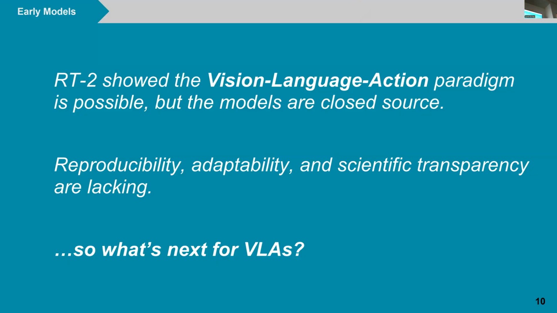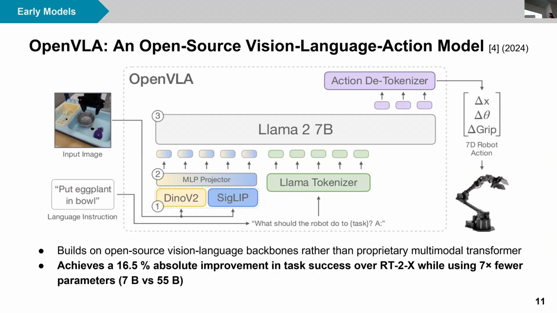But this was all closed source from DeepMind. So there's reproducibility and adaptability and scientific transparency that's lacking here. So what's an academic researcher to do when you can't access big models that Google has? And that is create an open source version because you can. So this is OpenVLA, an open source vision language action model.